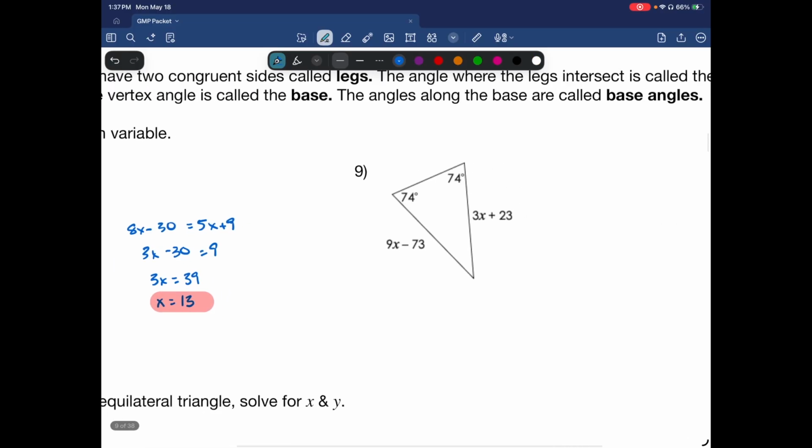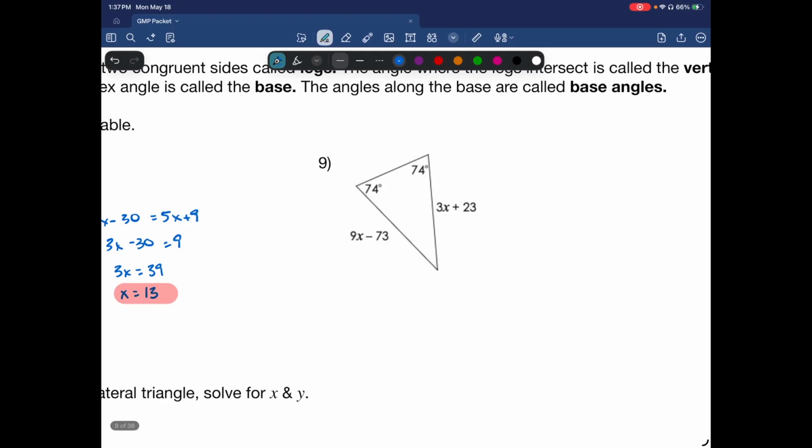All right, because my angles are equal on the base, that means these two sides are equal. All right, so once again, I set these equal to each other. 9x minus 73 equals 3x plus 23. And so that's going to give me 6x minus 73 equals 23. 6x equals 96. X equals 16.